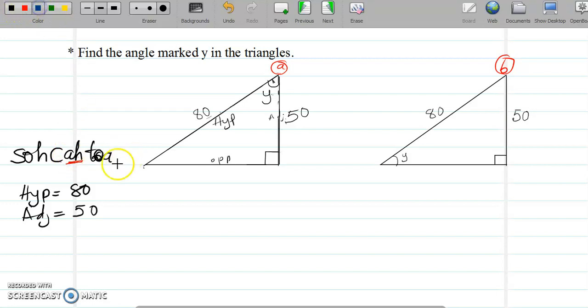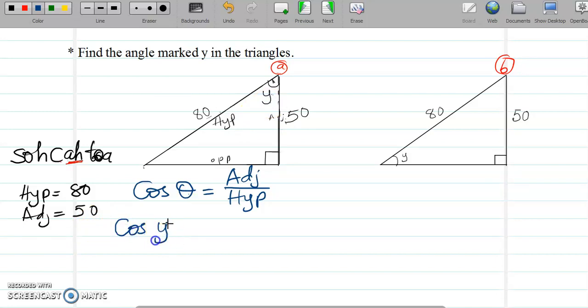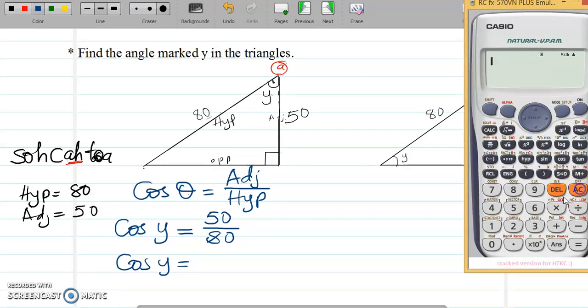So that gives us cosine. Cos theta is adjacent over hypotenuse. See that? So theta is Y. That means I'm having cos Y, because my theta is Y. Cos Y is equal to adjacent, which is 50, over hypotenuse, which is 80. So cos Y is 50 divided by 80. 50 over 80 is 0.625.